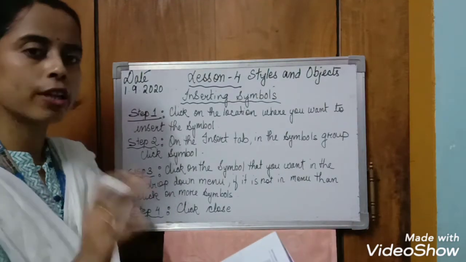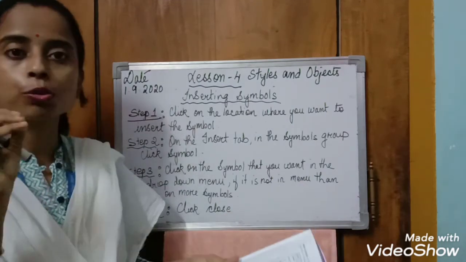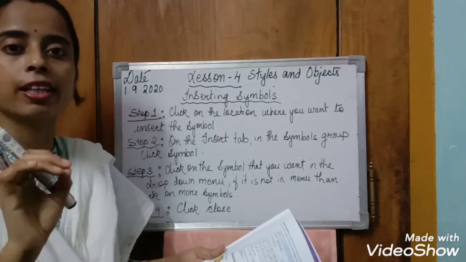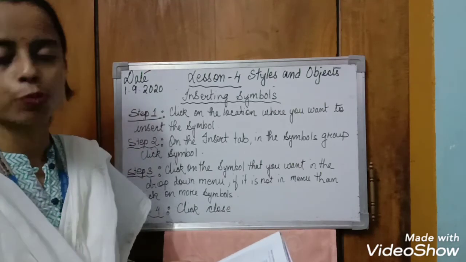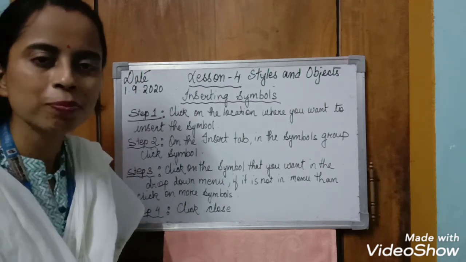Alright, children? So next class, another topic. That topic is how to give the border and shading effect in Microsoft Word. That I'm going to explain to you. Clear, children? Thank you.